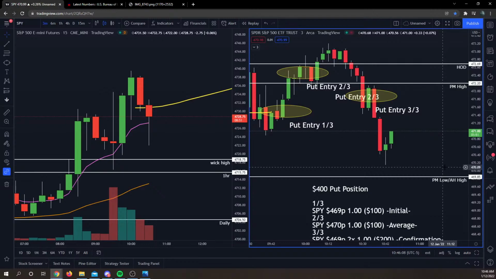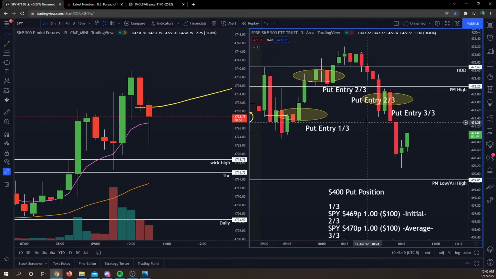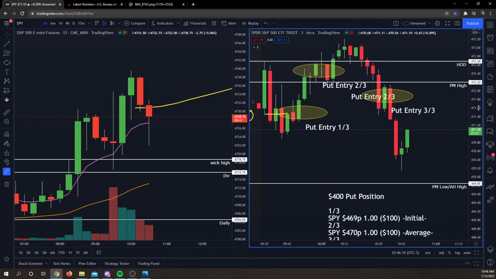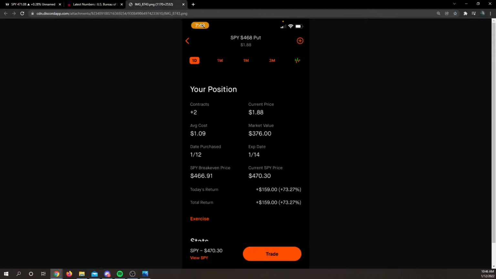But at this point, we would be moving our stop loss on our first put entry back to the green on everything. So if we start to push 471.40 or 471.50, we could just market sell out of all of our positions and be green on the day, locking in at least 50% for you there, VJ. Good call there, man. Can't be mad at that.